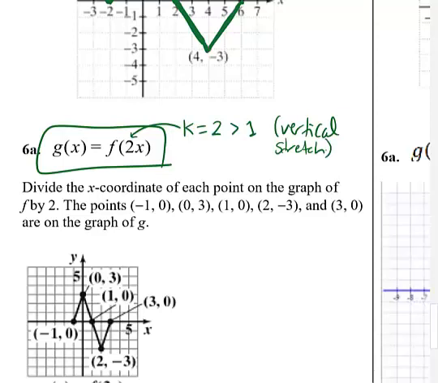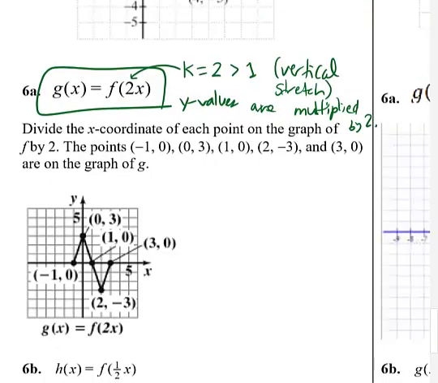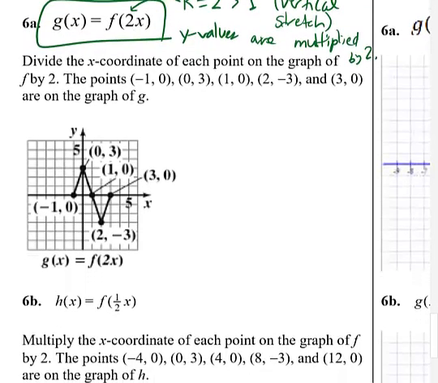That means that since k is 2 and it's a vertical stretch, the y values of any points that are on the graph are multiplied by 2. Which kind of makes sense that it stretches, because if the y values are doubling, they're getting really tall or they're going really low.